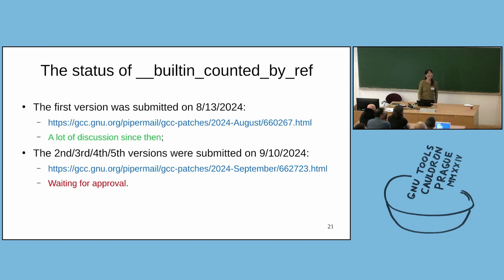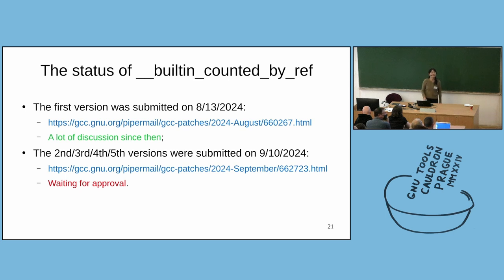When does built-in counted by ref get lowered to or converted into something? It's in the front end. In the C front end, the C parser just saw this built-in, and then it will check whether it has counted by. If it has counted by, then just return that field, the counted by field, to replace this built-in. If there's no counted by, just return a none. So it happens very early, handled in the C parser.